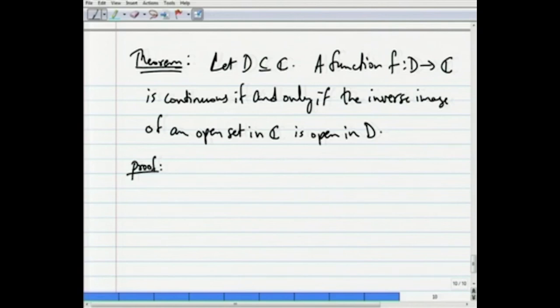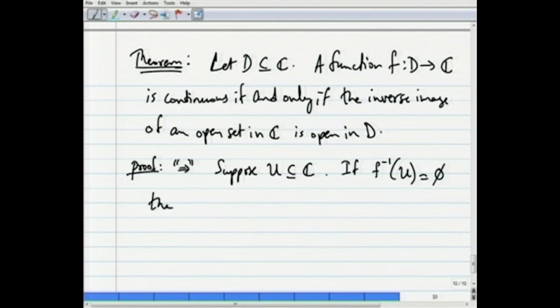Okay. So, we will first prove the direction that if a function is continuous, then the inverse image of an open set in C is open in D. Suppose U is an open subset of C, and if the inverse image of U is empty, then of course, the empty set is open in D. Since this is open in D, the statement is true.